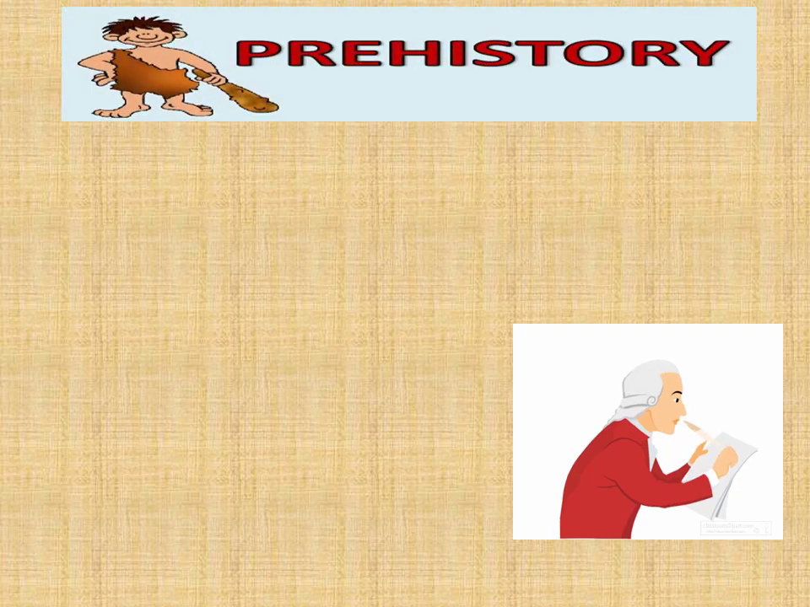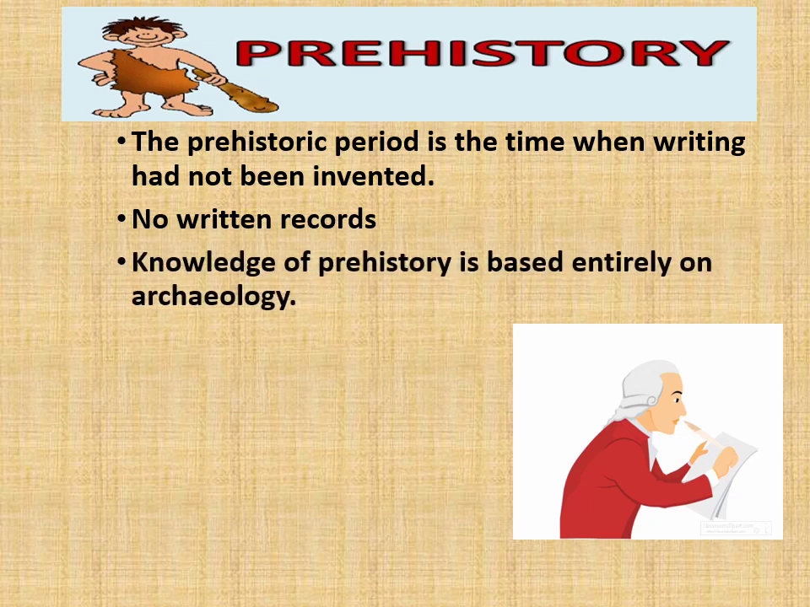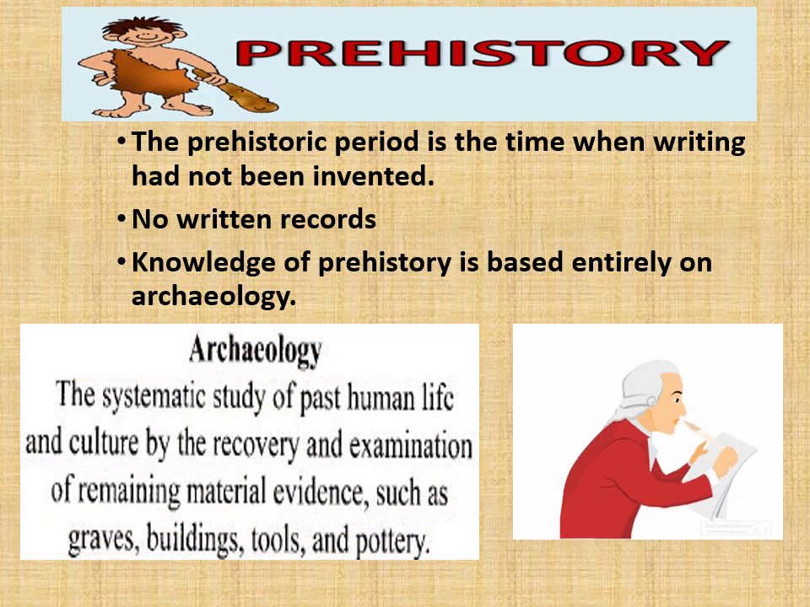The first one is prehistory. The prehistoric period is the time when writing had not been invented and no records are found. No written records were found, and knowledge of prehistory is based entirely on archaeology. And what is the meaning of archaeology? It is a systematic study of past human life and culture by the recovery and examination of remaining material evidences such as graves, buildings, tools and pottery. Based on this, you will get the information.